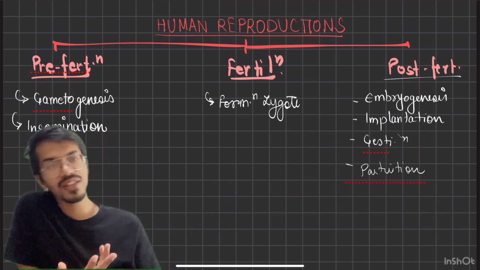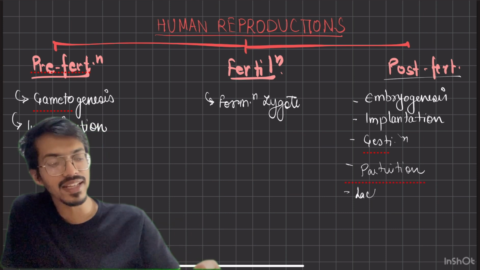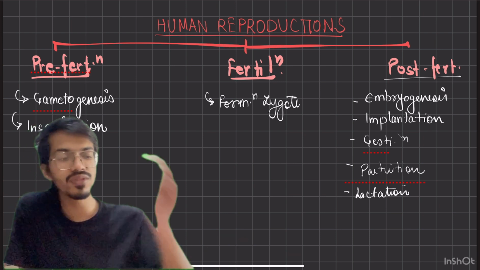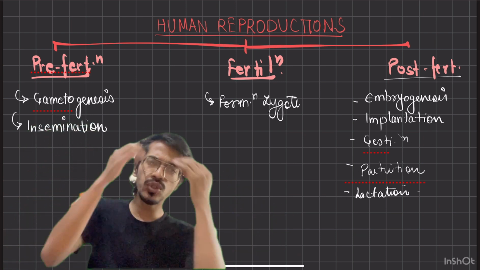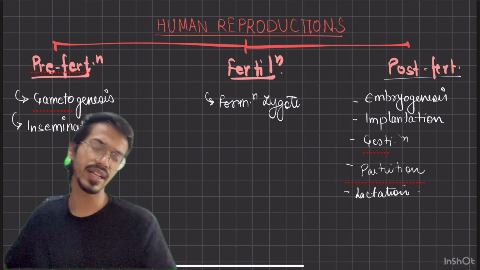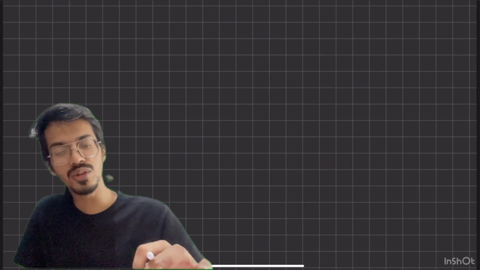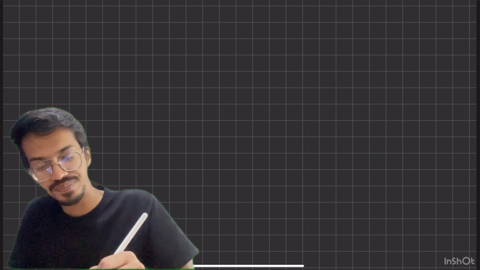Now the baby has to be fed on the mother's milk, so that process is lactation. So all of these processes we have to study, how they reproduce and the final changes that occur. Starting with the first thing, that is the male reproductive system.